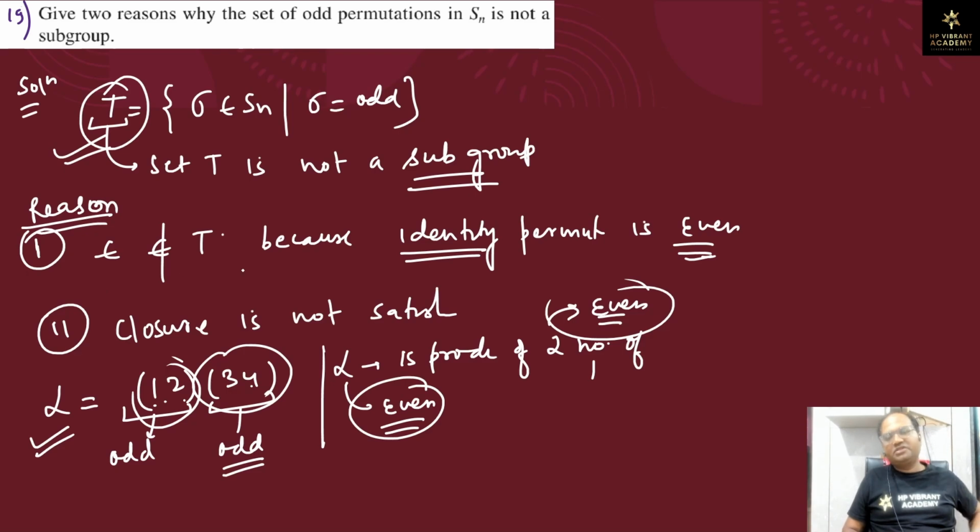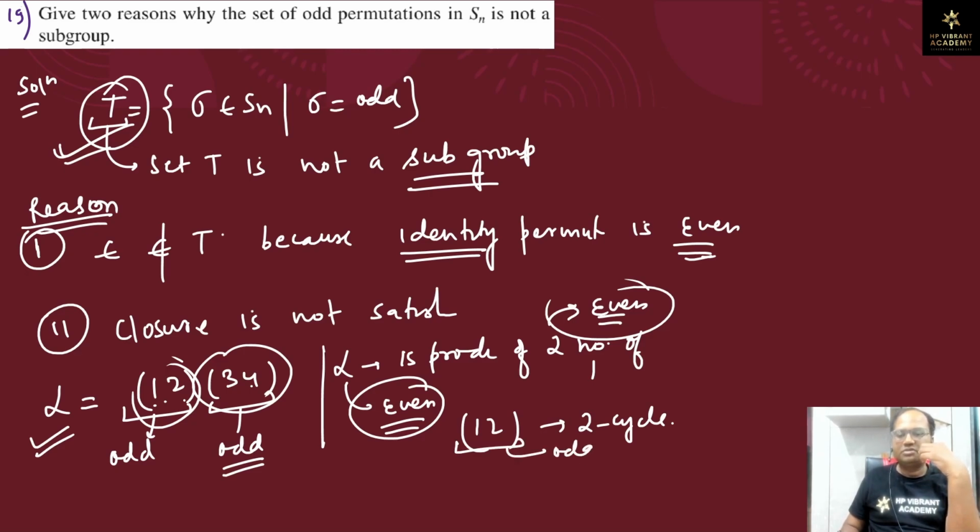तो द फर्स्ट रीजन इज आइडेंटिटी परमुटेशन इज इवन परमुटेशन, सो इट डज नॉट बिलोंग टू दिस सेट T. ऑल्सो क्लोजर प्रॉपर्टी इज नॉट सेटिस्फाइड बिकॉज वी हैव टेकन एन एग्जाम्पल (1 2) इज ए 2 साइकिल. ठीक है, तो 2 क्या है यहाँ पे, इवन है. इसका मतलब (1 2) क्या है, ऑड परमुटेशन. (3 4) सिमिलरली ऑड परमुटेशन. दोनों का प्रोडक्ट लेने पे क्या आ रहा है, इवन परमुटेशन. तो इवन परमुटेशन डज नॉट लाई इन दिस set T.